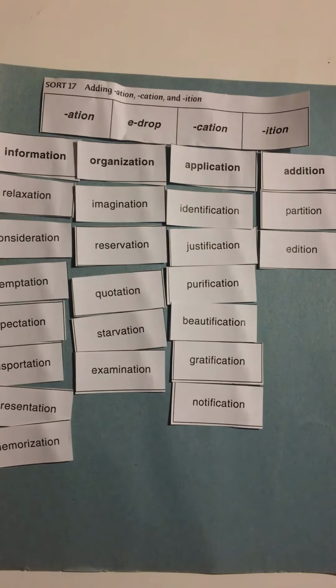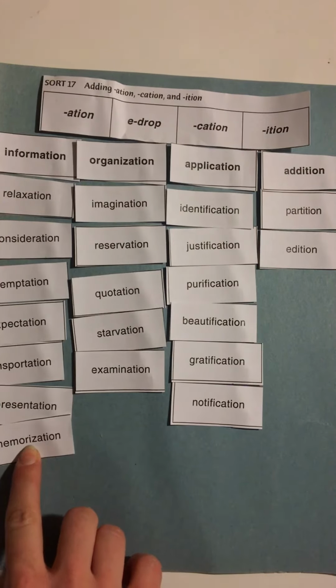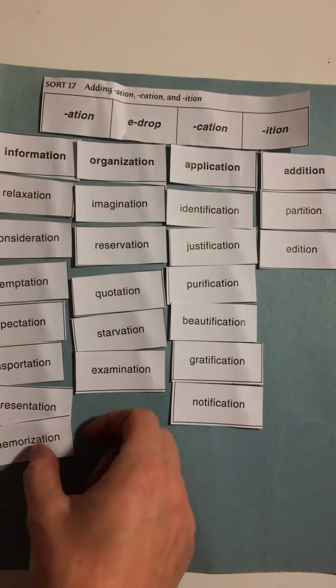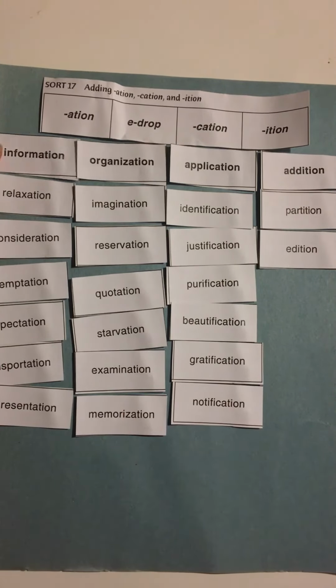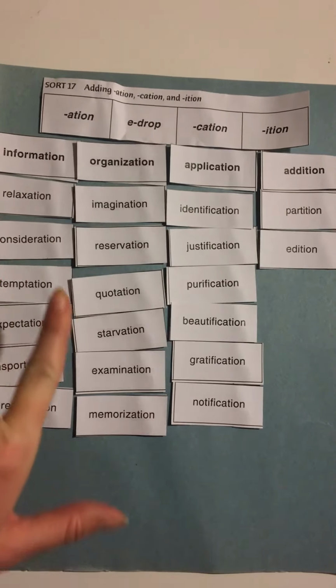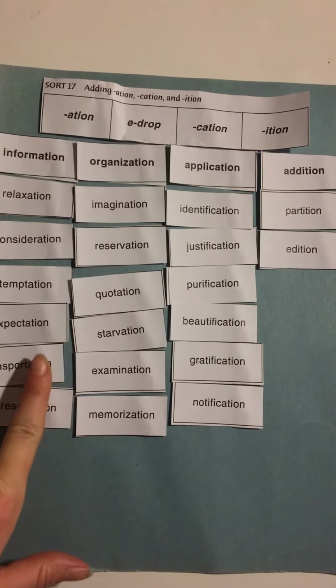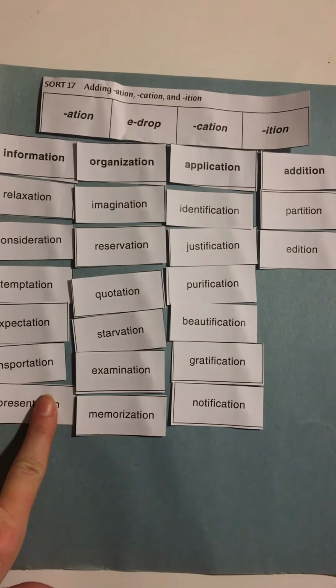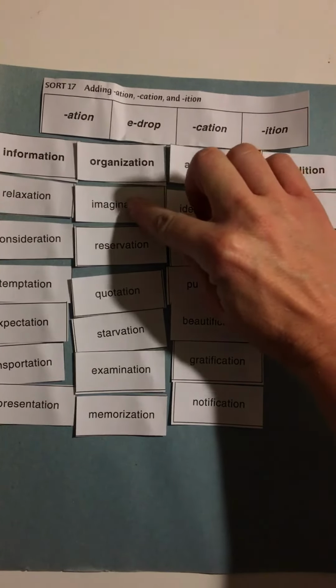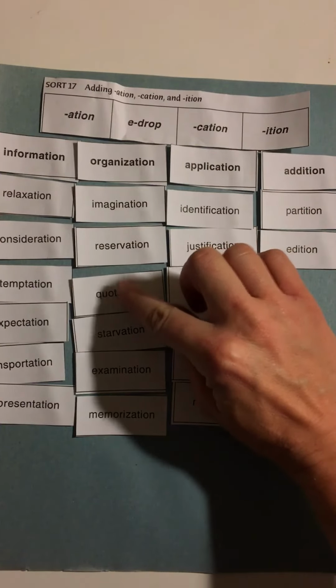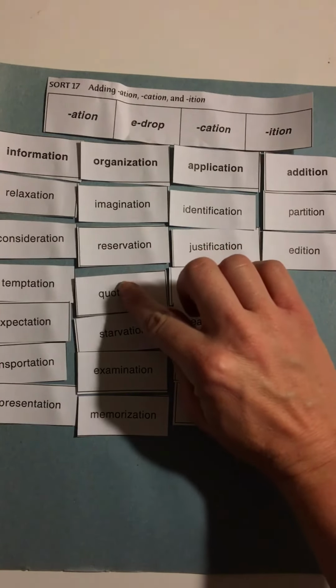So we need to make sure that we have all the words in the right place here, because we might have something in the wrong place. Oh, I was looking at this one. Memory, but it's really a y changed to i here too. So this one actually is supposed to go here. Information, relaxation, consideration. And make sure all we're doing is adding the ation to the end of a base word. That looks good now. Now, do we see an e drop here in organize? Yes. Imagine, reserve, quotation. Although quota is also a word too, but that's a different meaning.